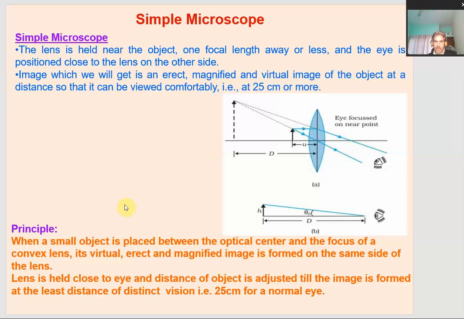When an object of very small size is placed between the optical center of the lens and the focus of this lens, its virtual, erect and magnified image is formed on the same side of the lens. The distance of this small object from the lens is so adjusted that this final virtual image is formed at the least distance of distinct vision, which is 25 centimeter for the normal eye.